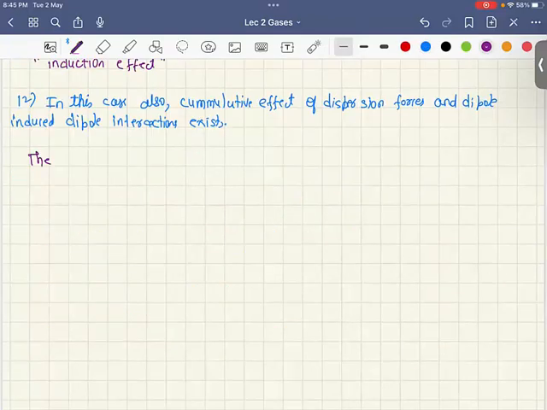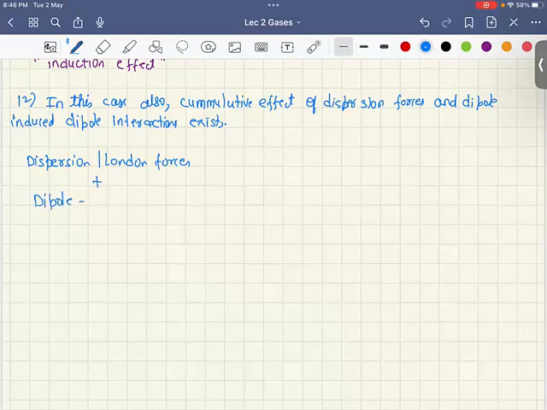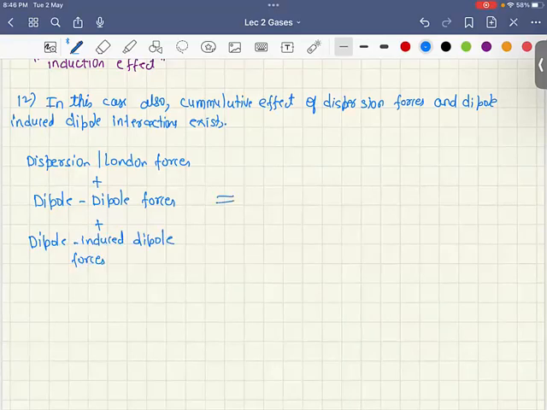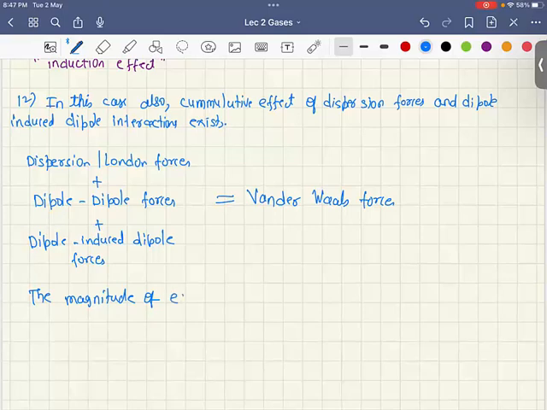So when we combine all these forces, which are dispersion or London forces plus dipole-dipole forces plus dipole-induced dipole forces, we add them together, we get what are called van der Waals forces, right? The magnitude of each type of interaction will vary depending upon the type of the molecule.